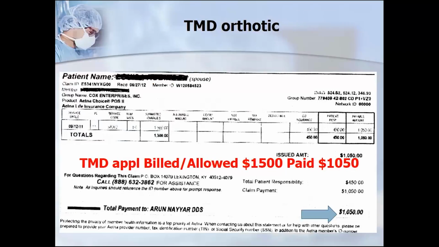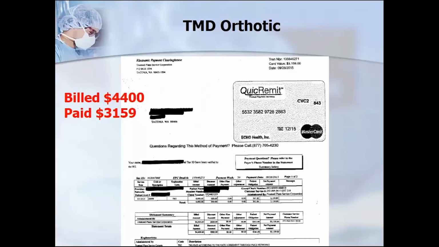This is an example for Aetna, a point of service plan. You can see the TMD orthotic billed, and there's the payment. Another one, billed and paid. Now you can see this one was paid by quick remit. Some insurance companies, rather than sending you a check or doing a direct deposit, if you have not requested it, will send you one of these debit cards.